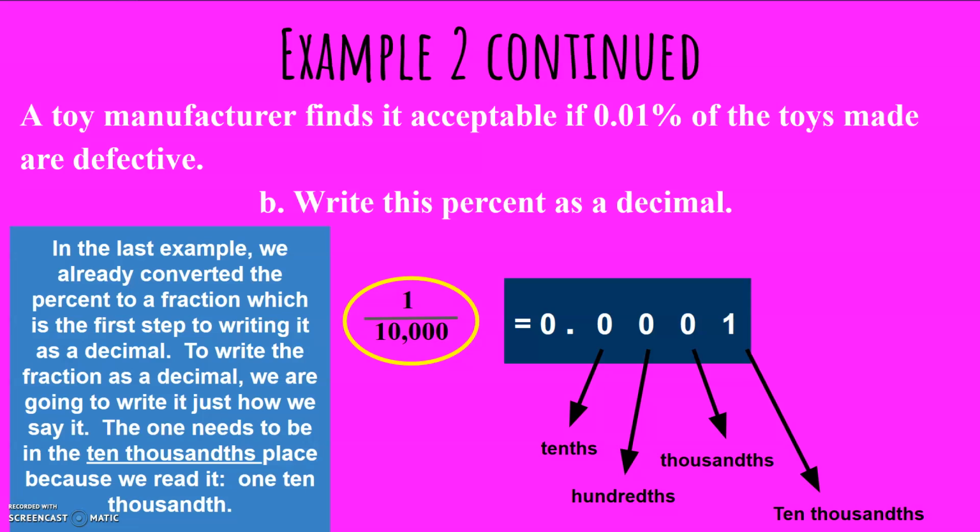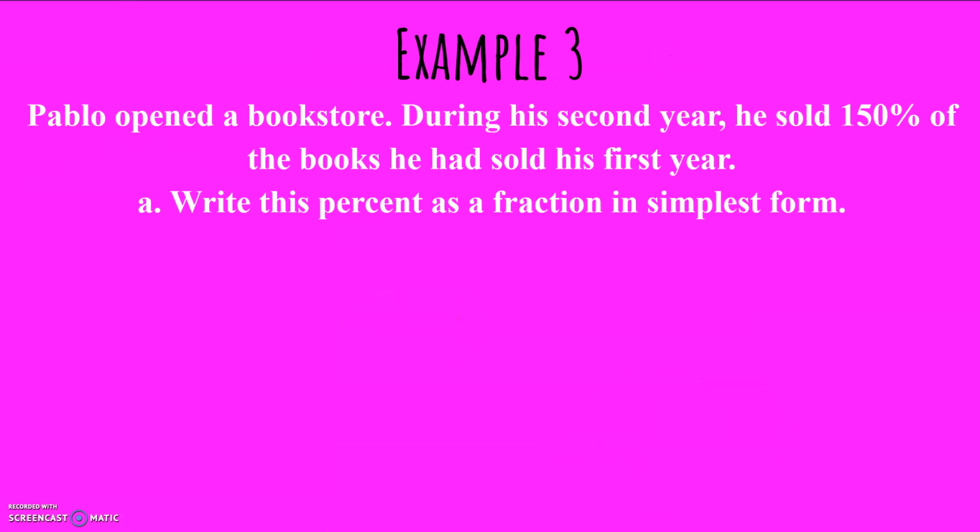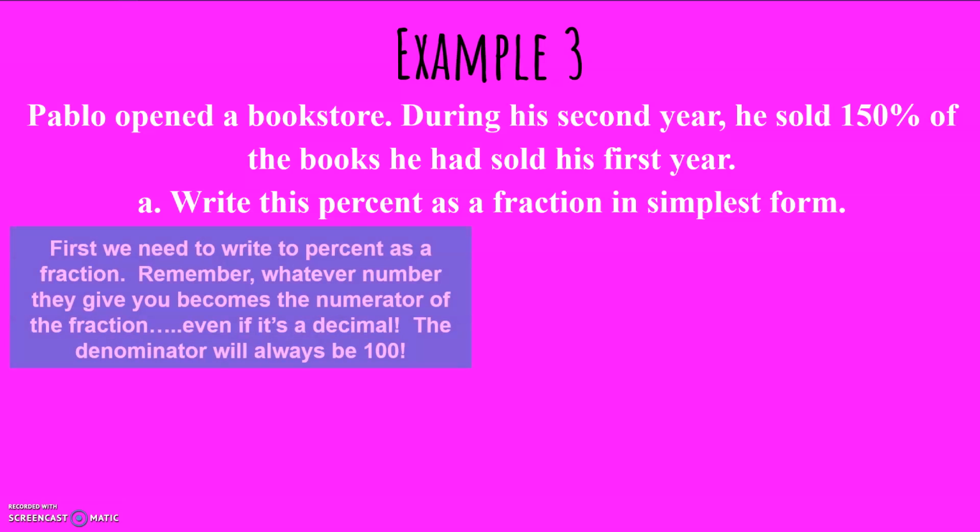Moving on to example 3. Pablo opened a bookstore. During his second year, he sold 150% of the books he sold his first year. Write the percent as a fraction in simplest form. Now, here we go again. With strange numbers, we're going to have 150%, which is more than 100%.